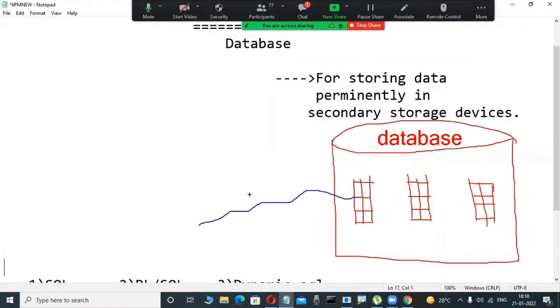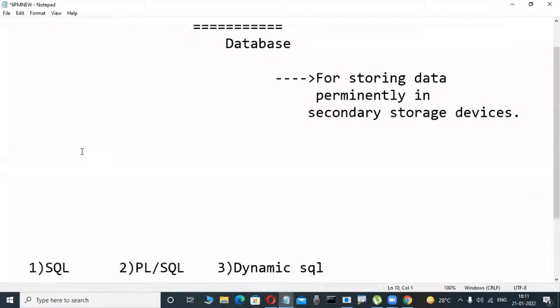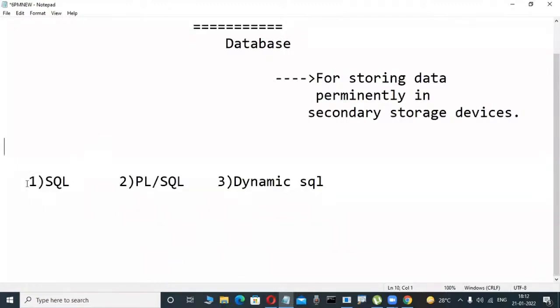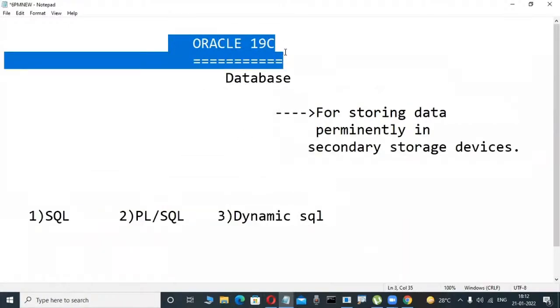We operate on this data by using SQL, structured query language. Yesterday, I told you up to this point, just a small thing. If you want to operate this Oracle software, we use SQL, structured query language. Another language is PL/SQL, procedural language extension for SQL. Another language is dynamic SQL. Through these three languages, we operate this Oracle software in your companies.